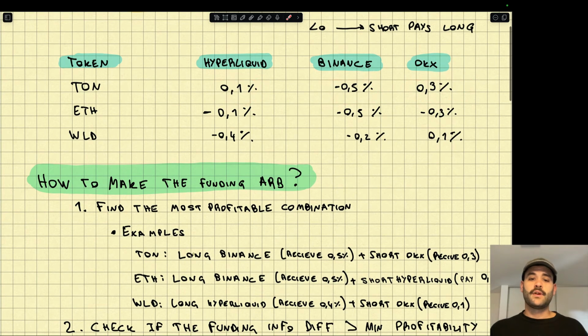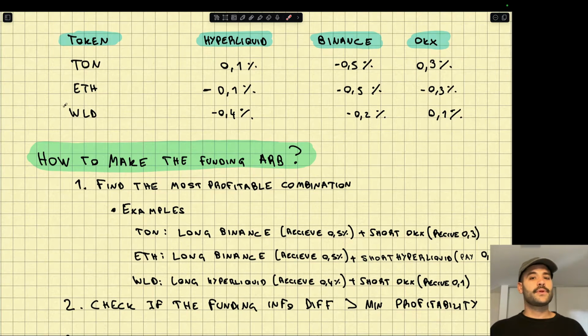Well, here you have. We would like to go long Binance and receive this 0.5%, and go short in OKX and receive this 0.3%, because it's the greater difference. In this case, the total yield that we're going to get is going to be 0.8, right?